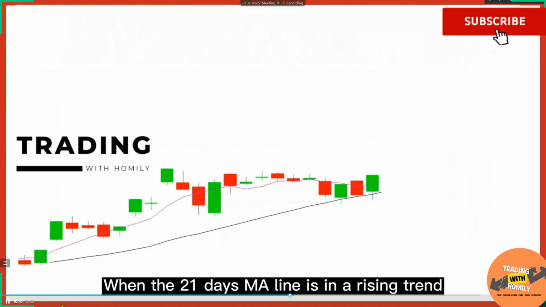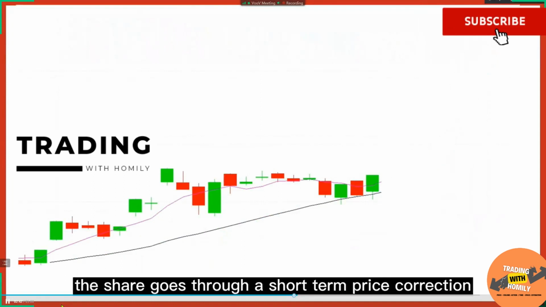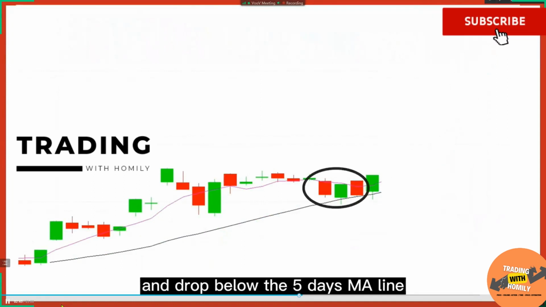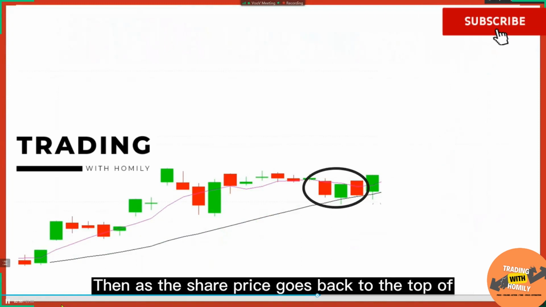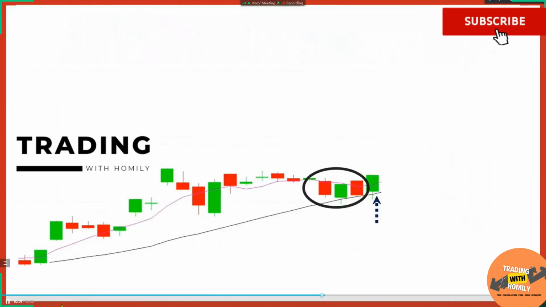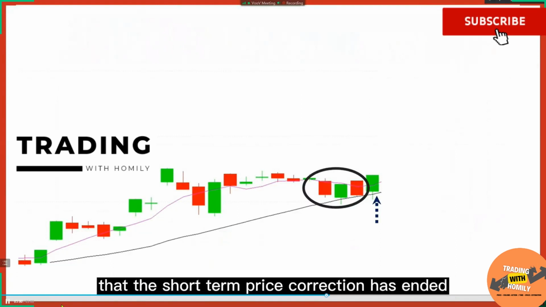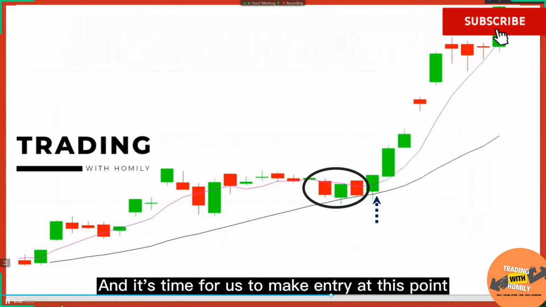When the 21 days MA line is in a rising trend, the share goes through a short-term price correction and drop below the 5 days MA line. There are a total of 3 candlesticks closed below the 5 days MA line. Then, as the share price goes back to the top of 5 days MA line, it gives us a signal that the short-term price correction has ended, and it's time for us to make entry at this point.